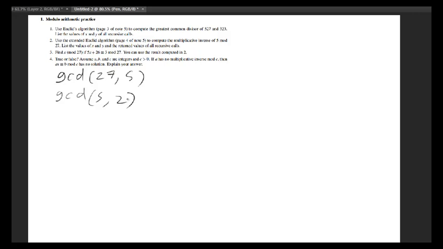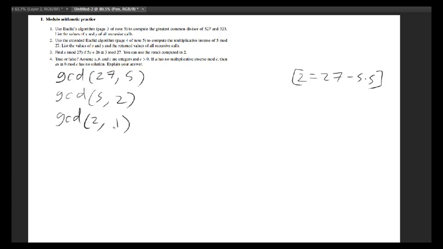2 is 27 minus a multiple of 5. Specifically, 2 is 27 minus 5 5s. So I'm just going to write that down. We're going to want that later. Similarly, the GCD of 5 and 2 is the GCD of 2 and 5 mod 2. And 5 mod 2 is 1.